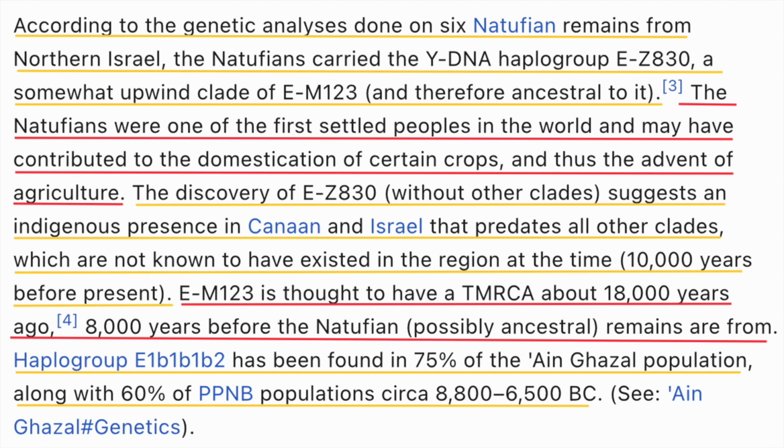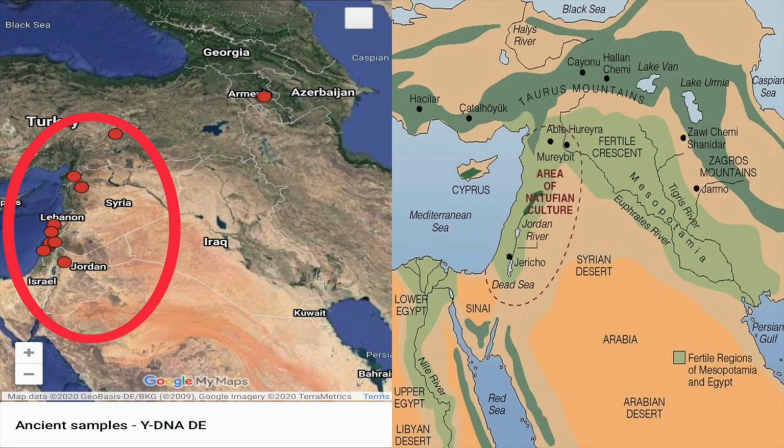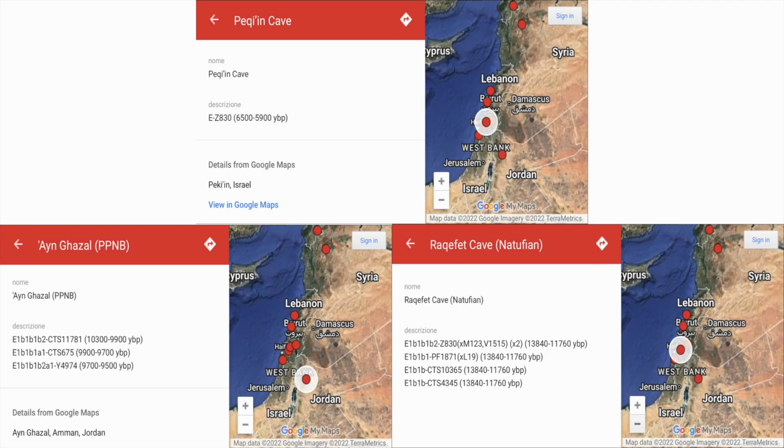E-M123 is thought to have a TMRCA, the most recent common ancestor, about 18,000 years ago, 8,000 years before the Natufians, possibly ancestral remains are from. Haplogroup E1B1B1B2 has been found in 75% of the Natufian population, along with 60% of PPNB populations, circa 8,800 through 6,500 BC. So haplogroup E was abundant among the Natufians, but specifically E-Z830 was abundant among the pre-pottery Neolithic populations as well as the Natufian populations.